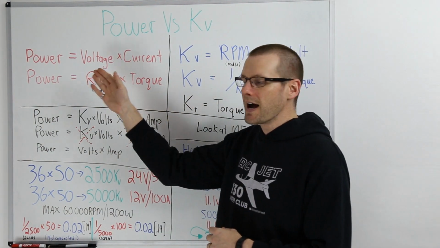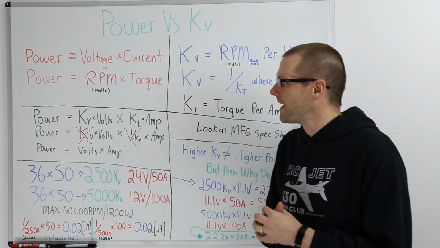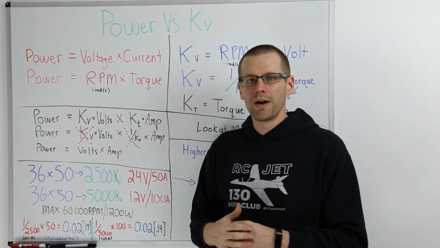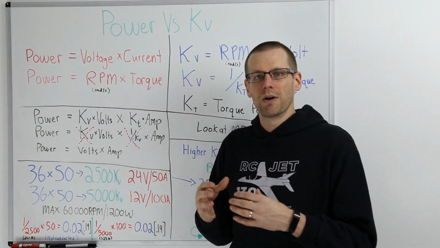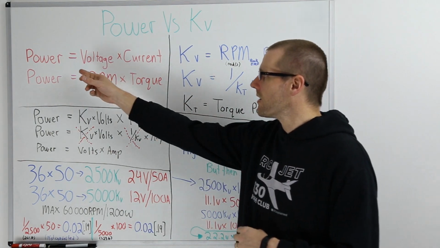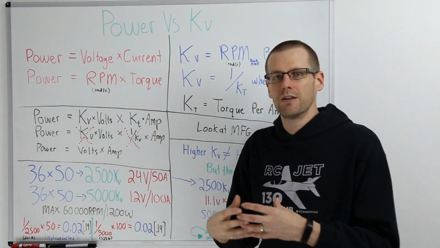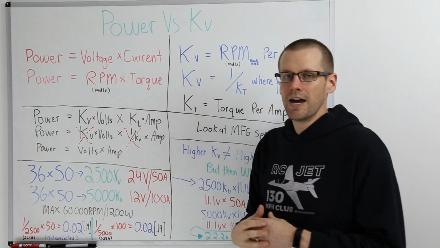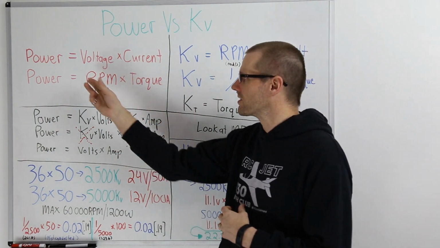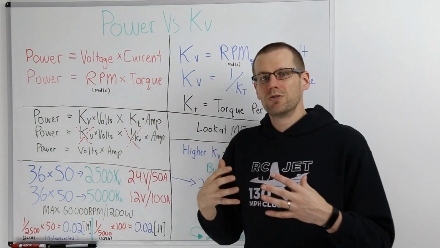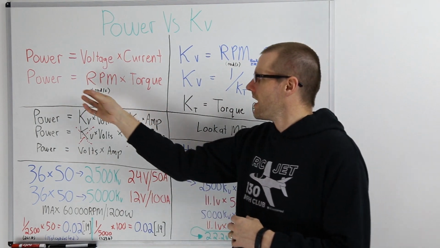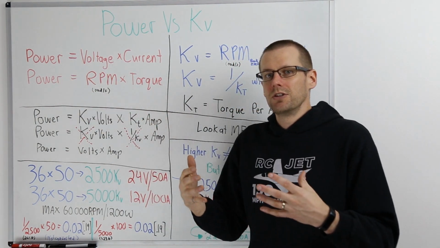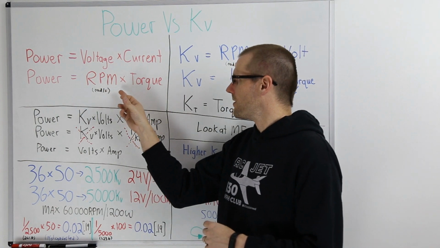Here we define power in two different ways. We first define it in an electrical format, and we also define it in the mechanical format. Electrical power is simply the voltage and the current multiplied together, and what you get is a value in terms of wattage. Now, if you do the same thing for mechanical power, it is essentially equivalent to RPM multiplied by torque.